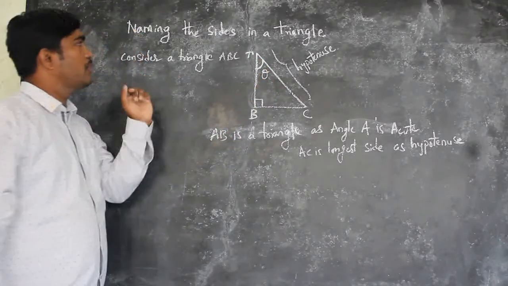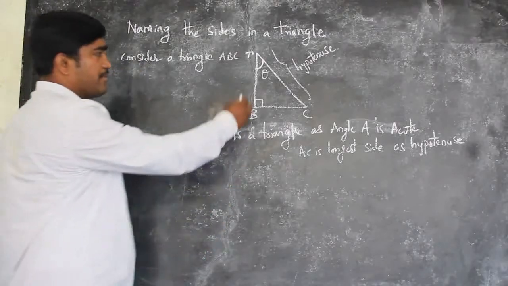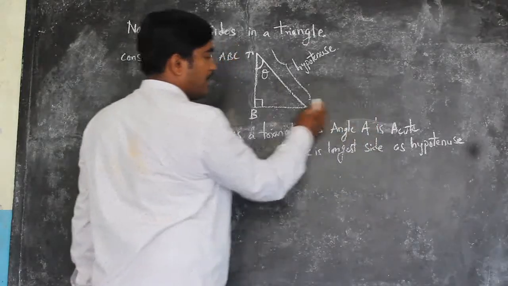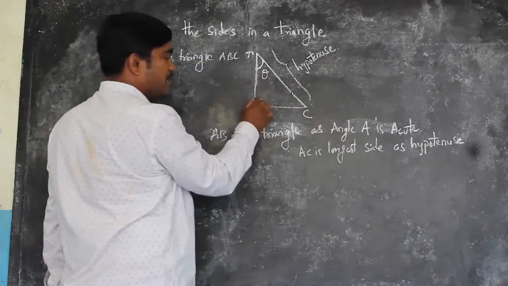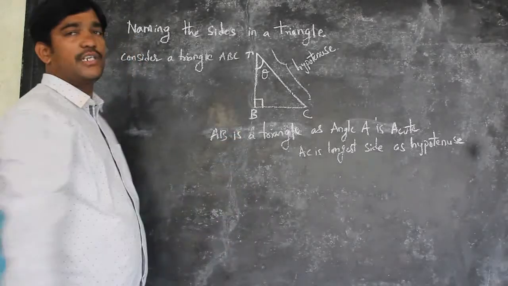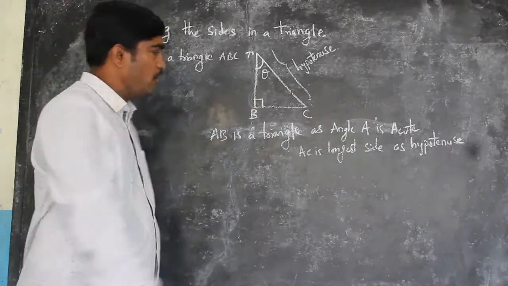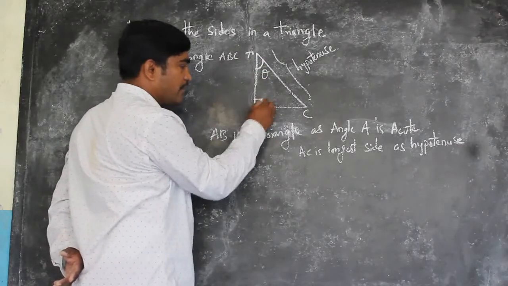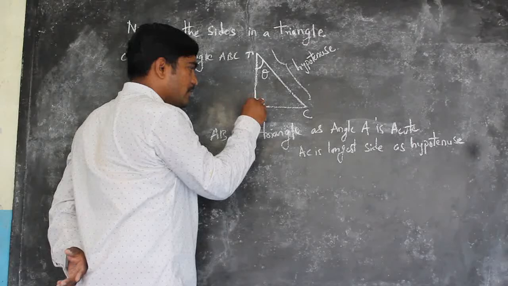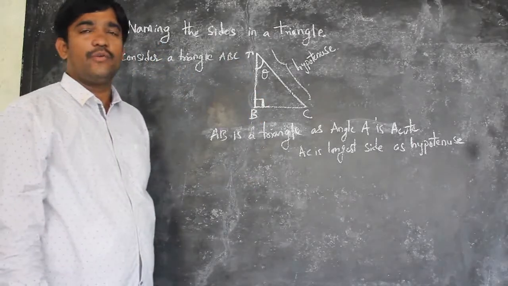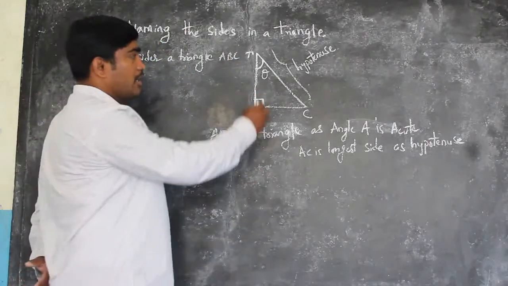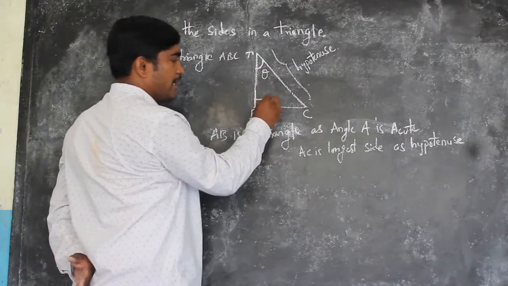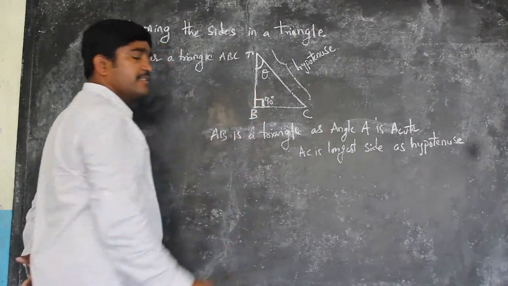Now, how to name the sides? If you observe the figure, ABC is a triangle where angle A is acute. Why am I saying acute? We know generally a triangle has 180 degrees. Since I have taken a right angle triangle, we know that the point of intersection of a horizontal line and a vertical line is said to be perpendicular. In this triangle, these two lines are perpendicular, so I can consider this angle as 90 degrees.